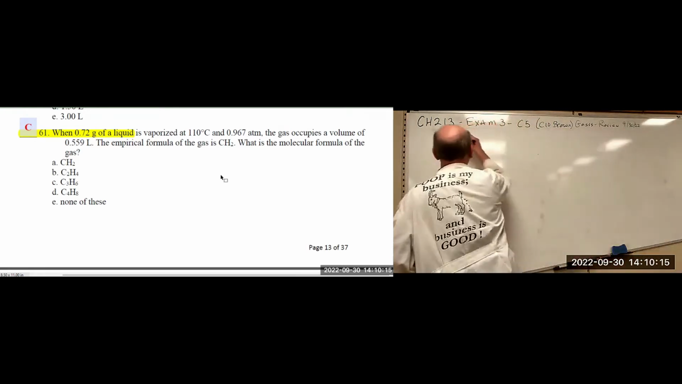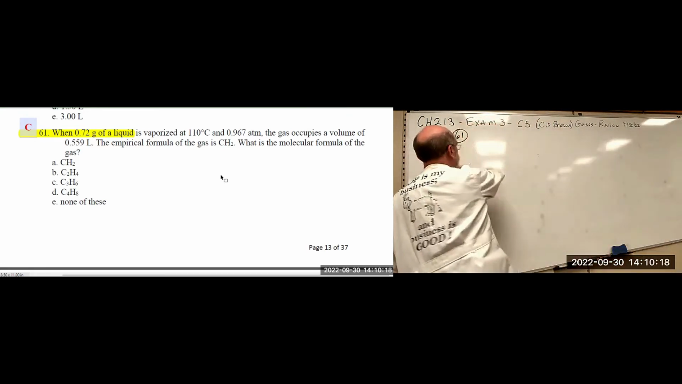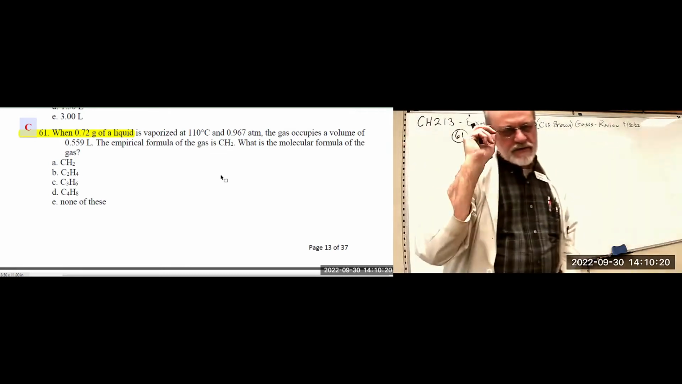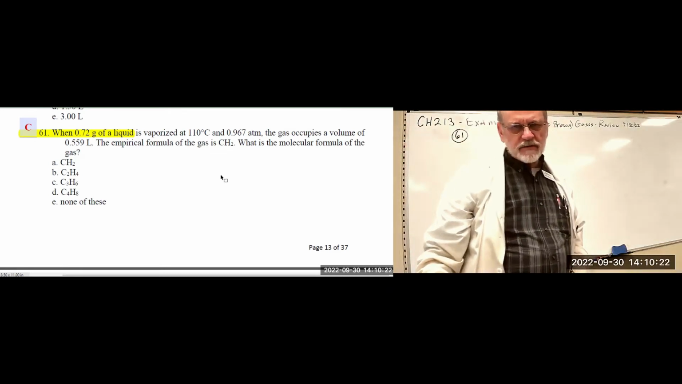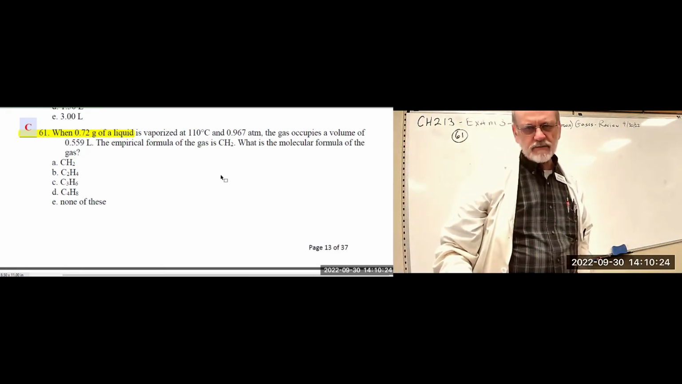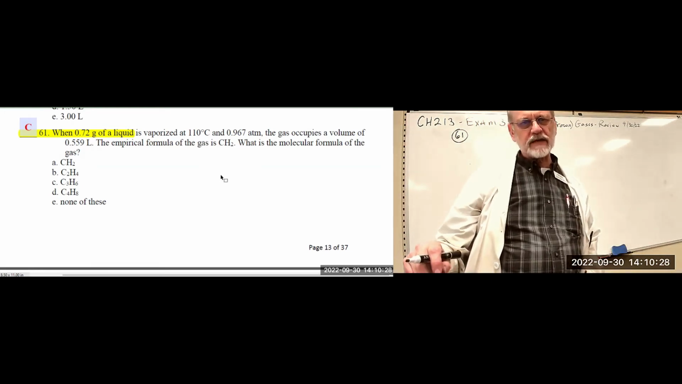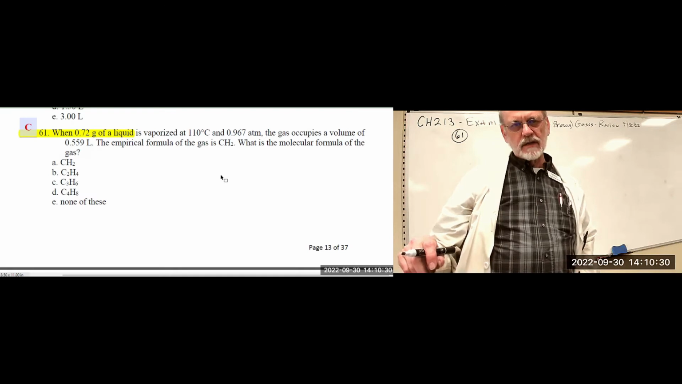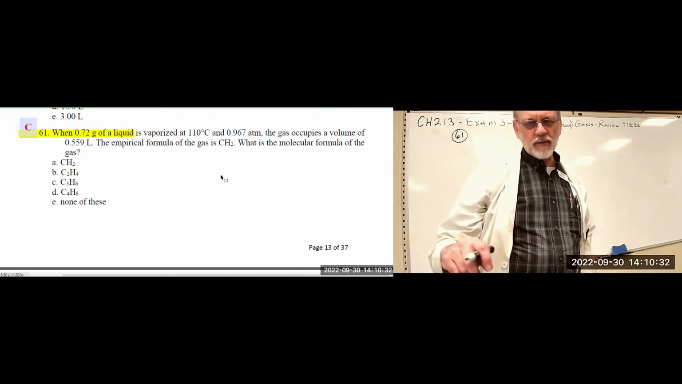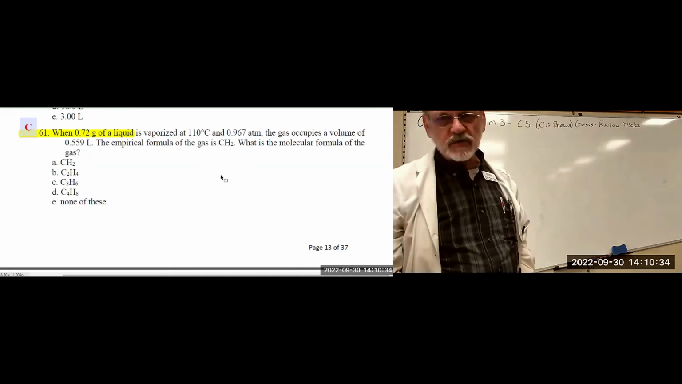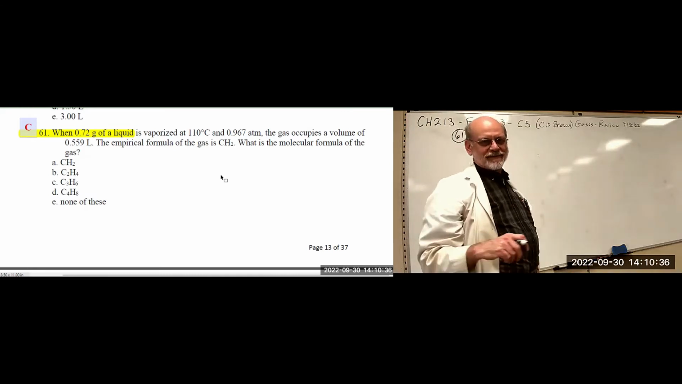61. When 0.72 grams of a liquid is vaporized at 110 degrees and 0.967 atmospheres, the gas occupies a volume of 0.559 liters. The empirical formula of the gas is CH2. What's the molecular formula?